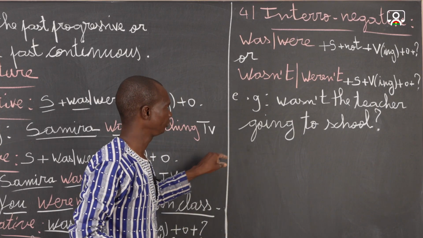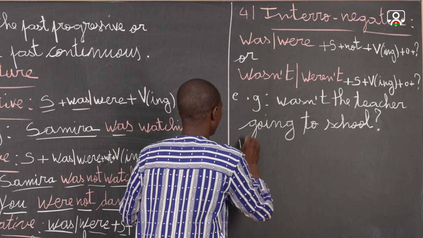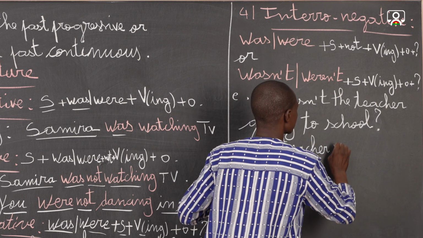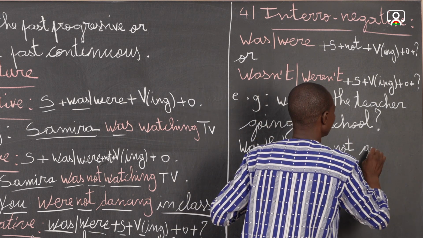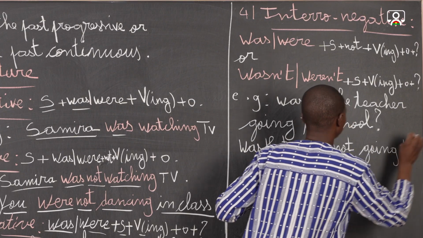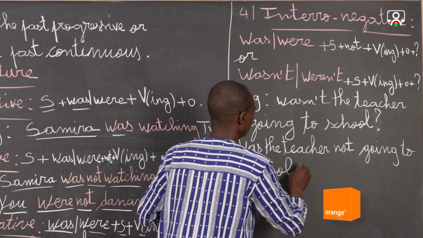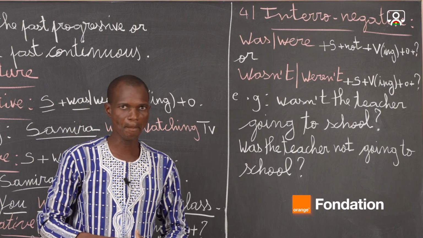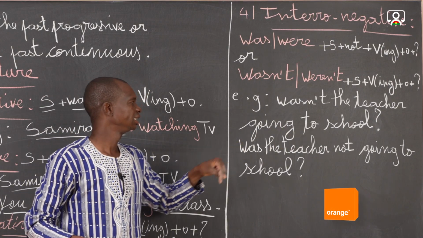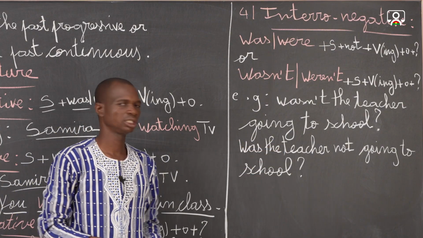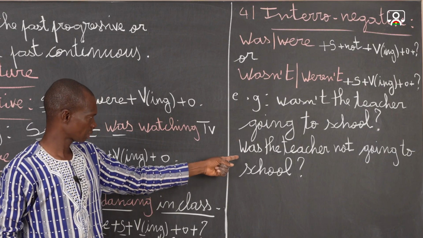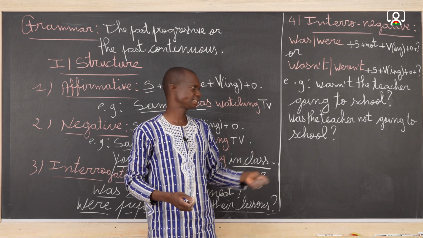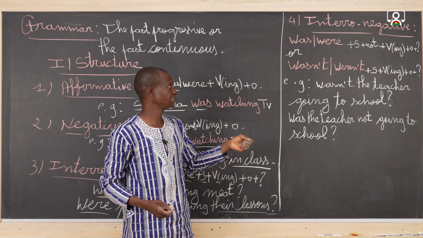Another possibility with the uncontracted form, we can say, was the teacher not going to school? Okay, this is also another possibility, and it has the same meaning. Wasn't the teacher going to school is the same thing as, was the teacher not going to school? It is the same thing. Okay, it's what we can say as far as the interrogative negative form.